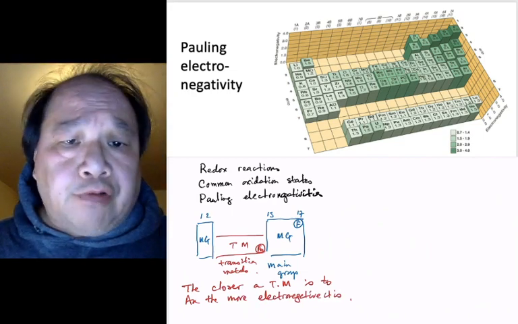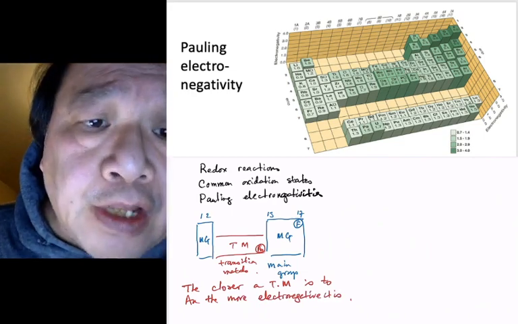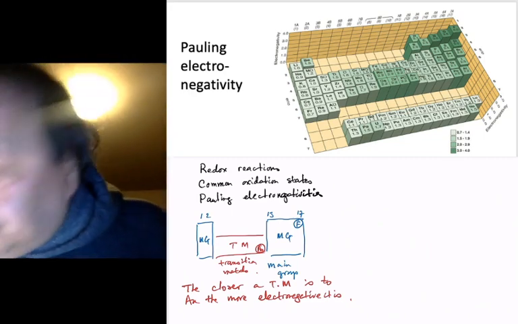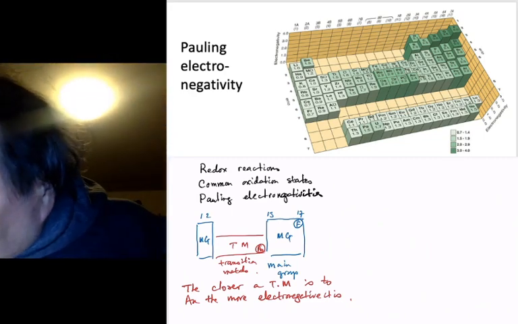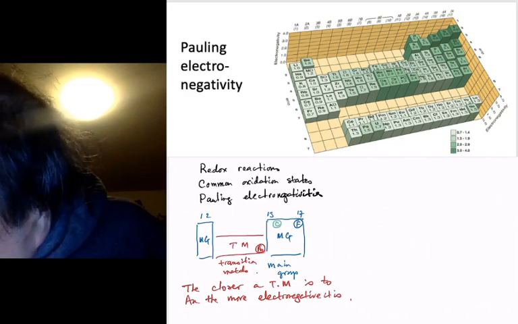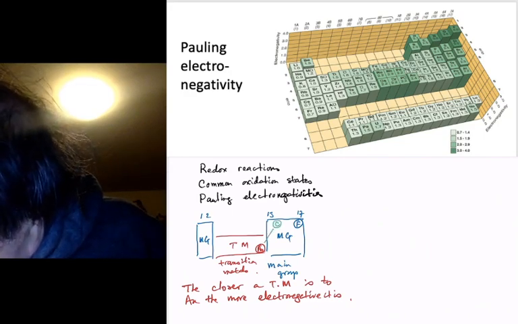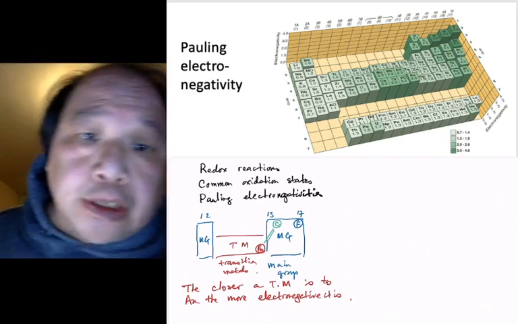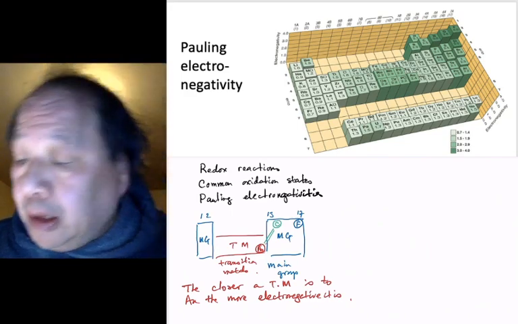Gold's electronegativity, I know it as 2.5. On that table, it's 2.4. It's around the same as carbon. So carbon and gold have around the same electronegativity. Gold is not nearly as electronegative as fluorine.